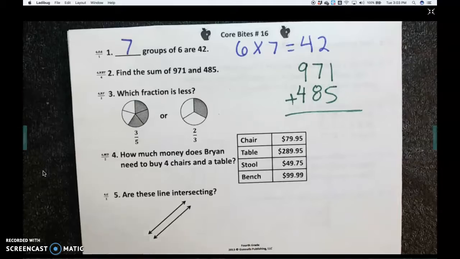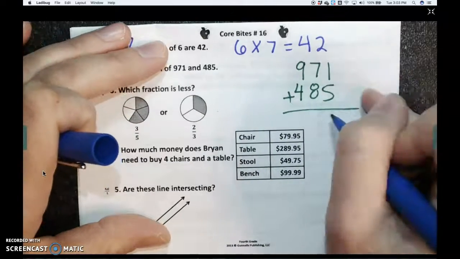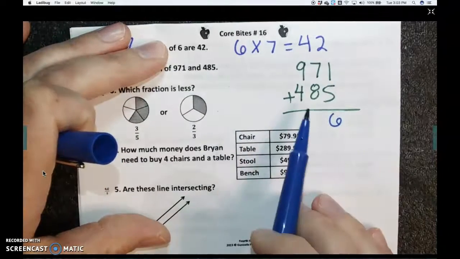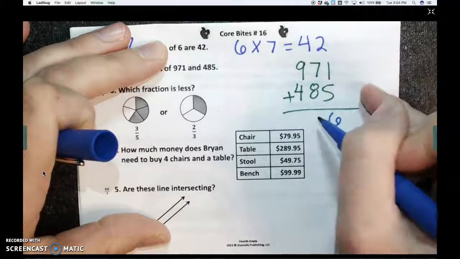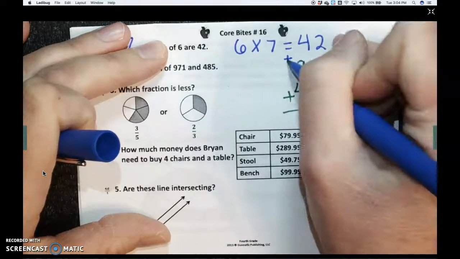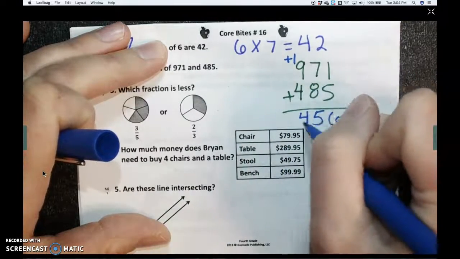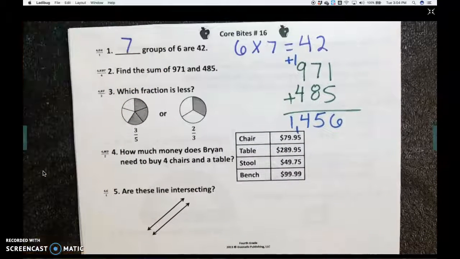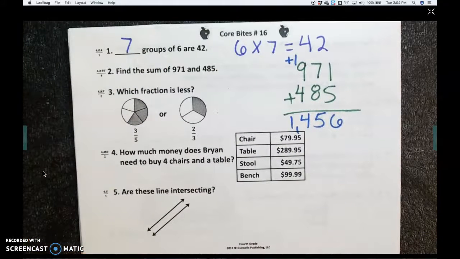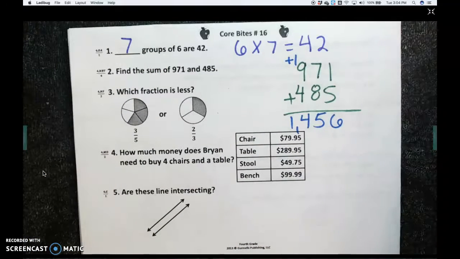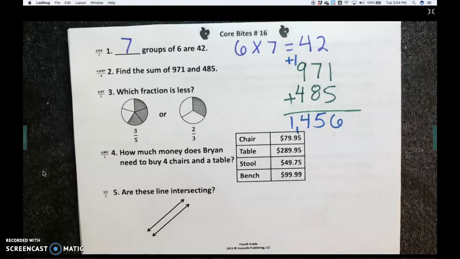Okay. So 5 plus 1 gives you 6. 7 plus 7 is 14 plus 1 is 15. You're going to regroup that 1. 9 plus 1 is 10 plus 4 gives you 14. So your answer would be 1,456.